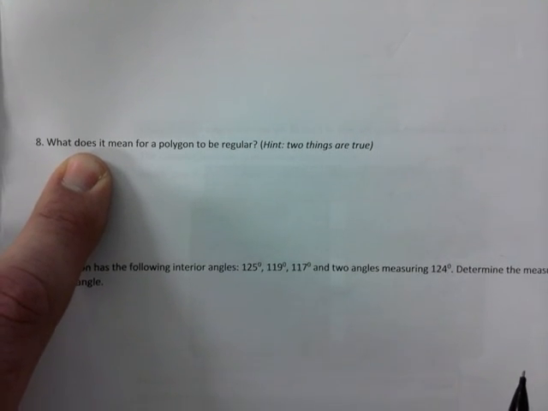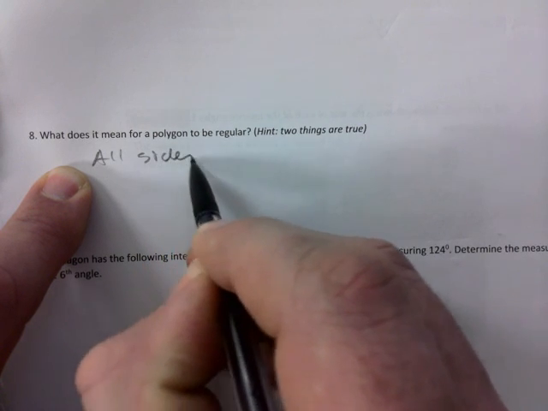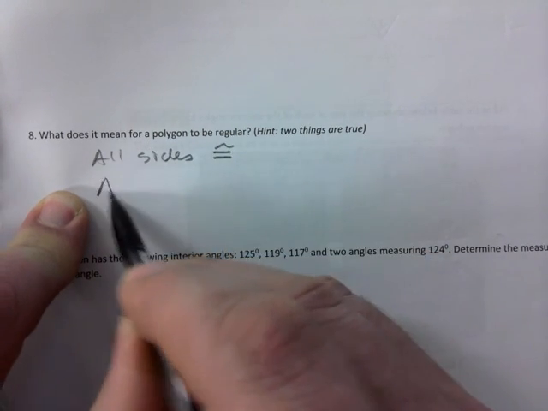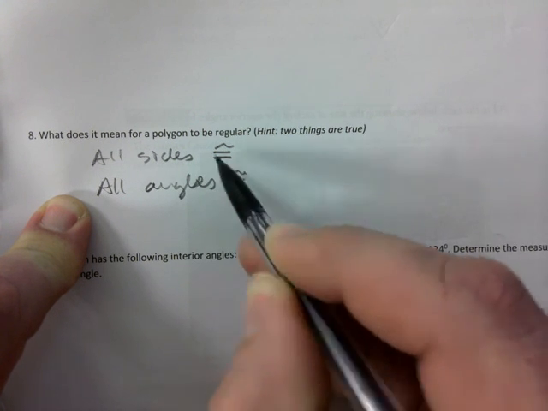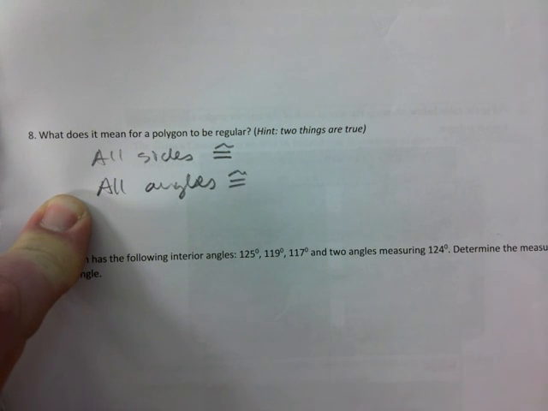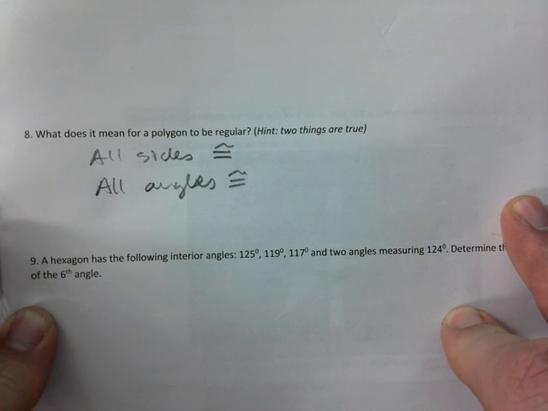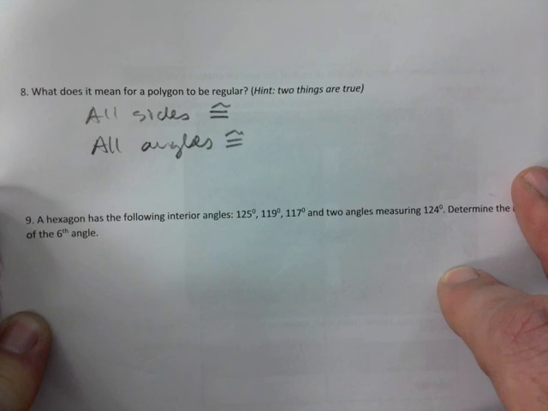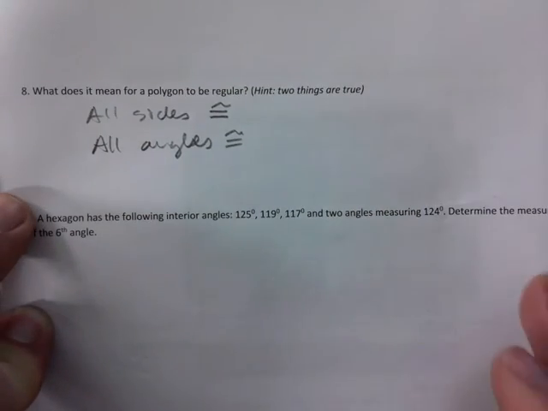What does it mean for a polygon to be regular? All sides are congruent. All angles are congruent. If one of them fails, then it's not a regular polygon. Okay. Those are two things that you must know about it.